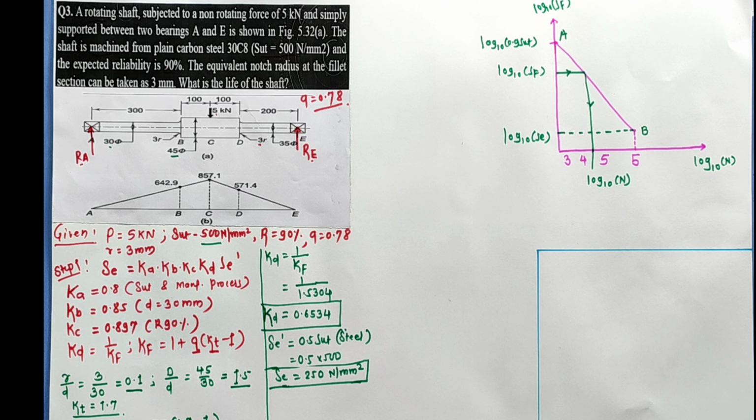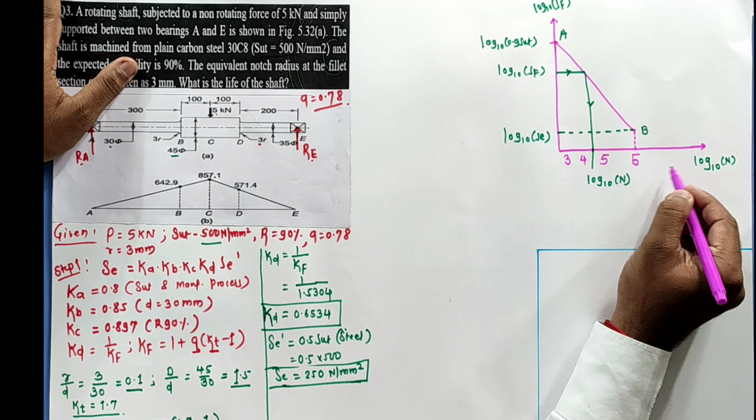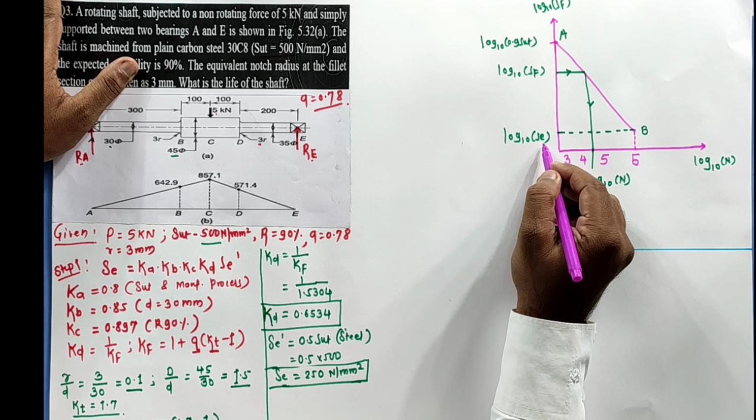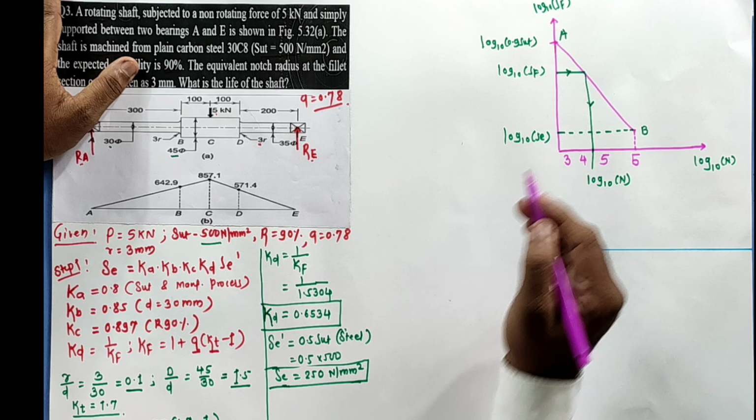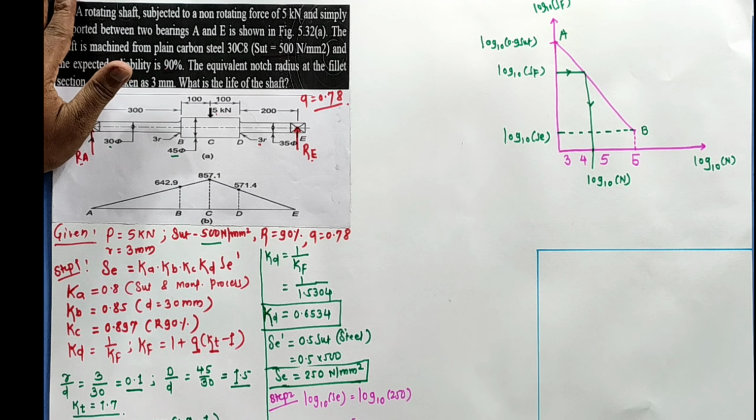We need to calculate from the graphical point of view because we have to calculate life of bar. So see, I have drawn here x-axis 3, 4, 5, 6. For the y-axis, log of base 10 SE. SE we have calculated. So I'll do here step number 2, that is log of base 10 SE. So SE is 250.